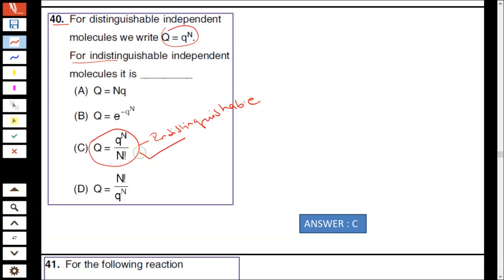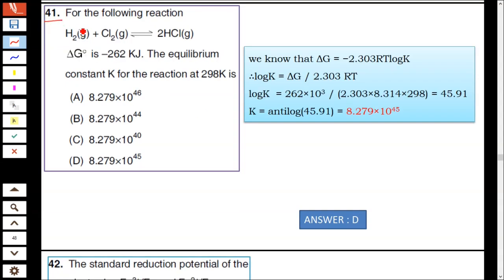Hence option C is correct. Question number 41. For the following reaction, H2 plus Cl2 gives 2HCl. Delta G is given. The equilibrium constant K for the reaction at 298 Kelvin is.